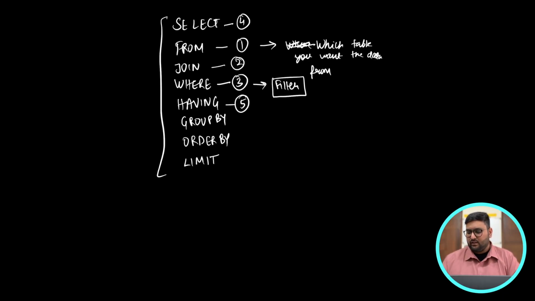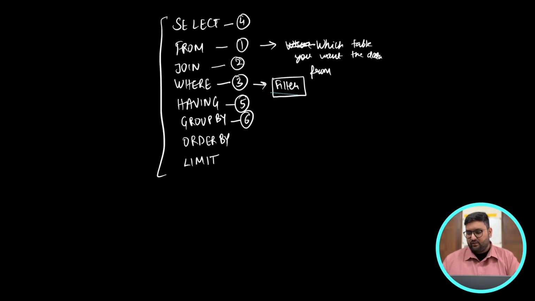Then comes the having. Let's say in your select statement, you have some aggregations and you also want to put some filters over those aggregations. Those aggregations can be filtered through the having clause. The basic difference between where and having is that the where clause can be used for filtering unaggregated data, but having filters out the aggregated data only.